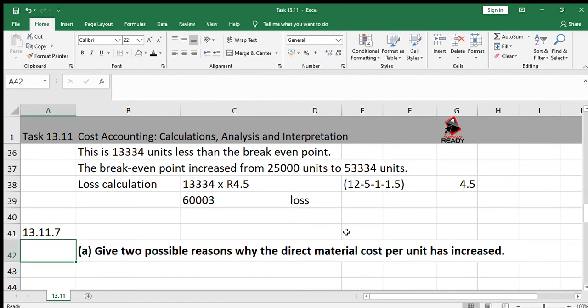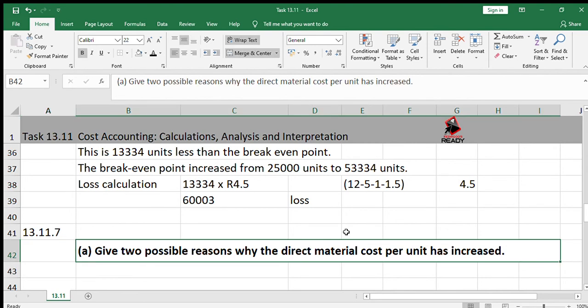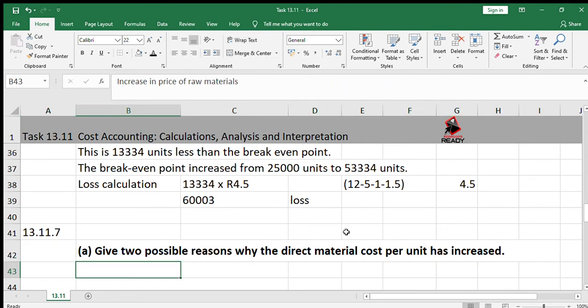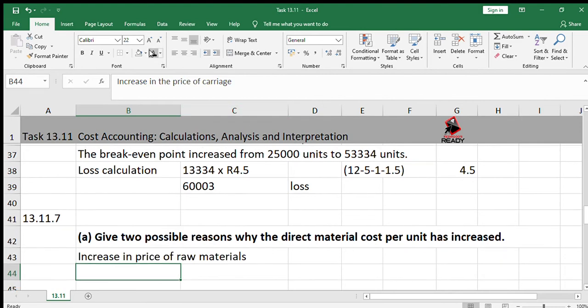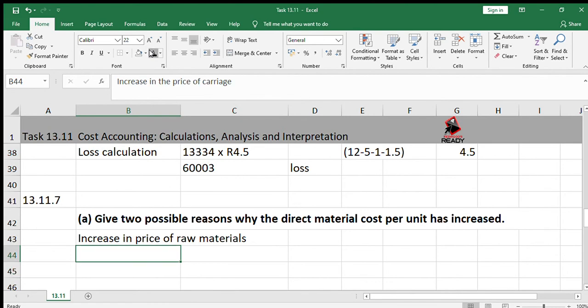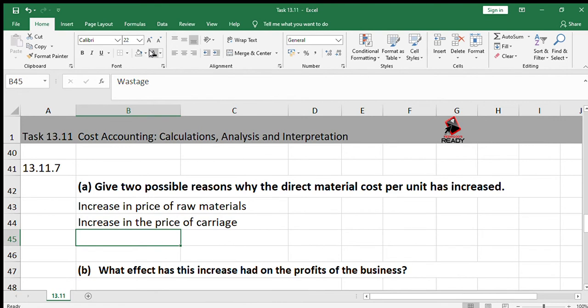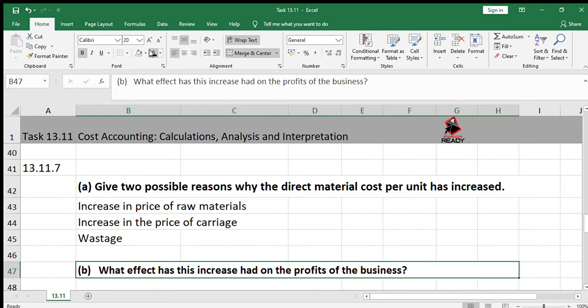13.11.7, give two possible reasons why the direct material cost per unit has increased. Okay, so direct material cost increases if the price of the raw materials have increased. Also, if there's an increase in the price of the carriage of raw materials. It always increases when there's wastage. That means when the laborers are using too much of the material unnecessarily. And you can give any other reason as well.